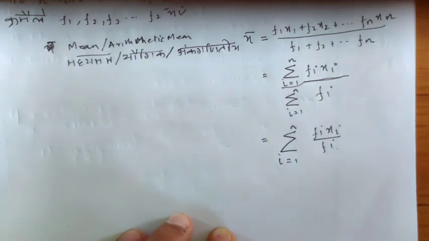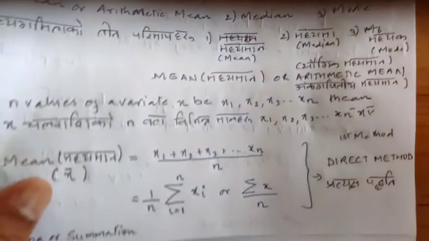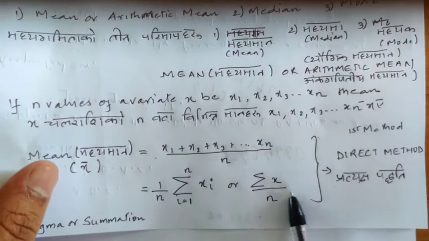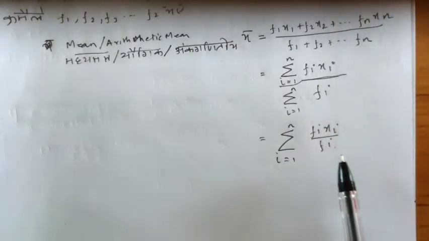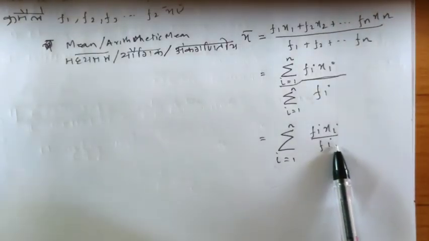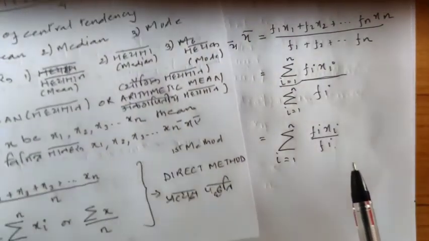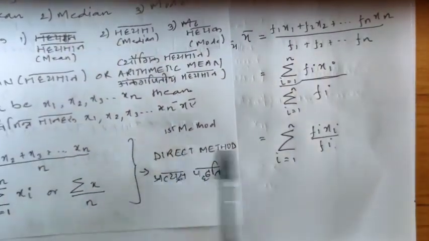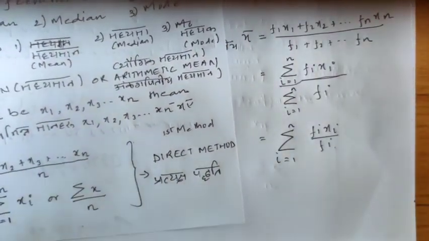When we don't have frequency, this is the formula, this one or this one. But when we have frequencies, this is the formula. So this method is called direct method. What is this method called? Direct method. Now we need to solve a few questions using direct method.